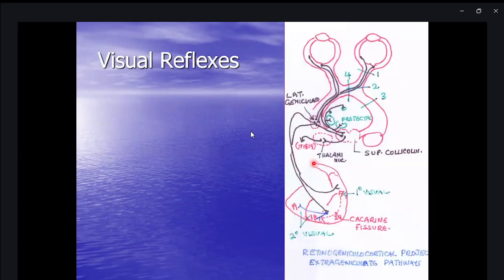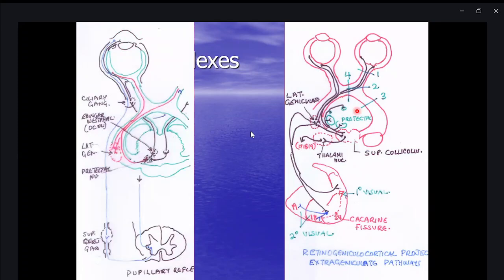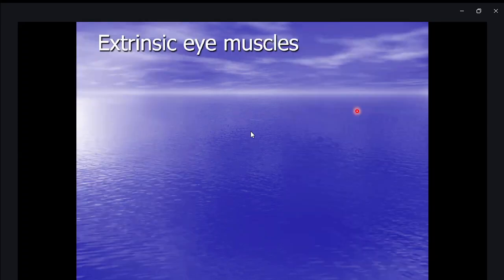So this just shows consensual reflex activity. You shine light onto one eye, then the opposite eye will also act in the same manner. For gross anatomy, we have the extrinsic eye muscles, which we talked about.